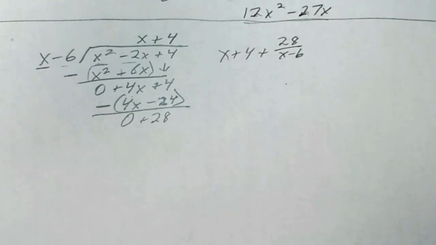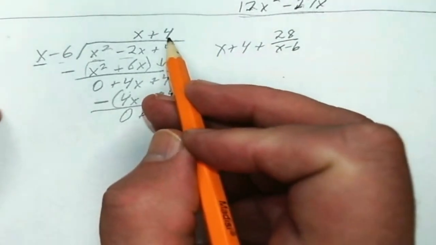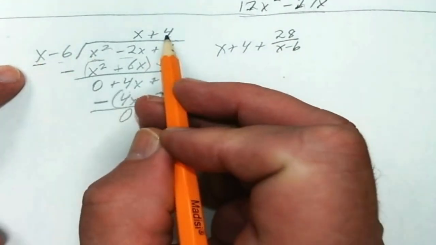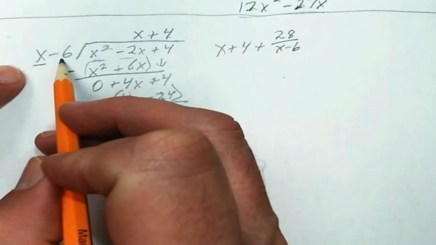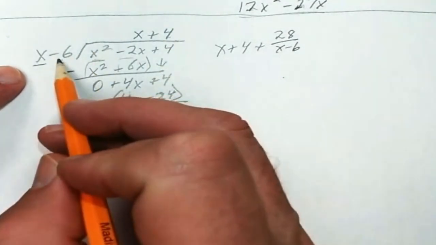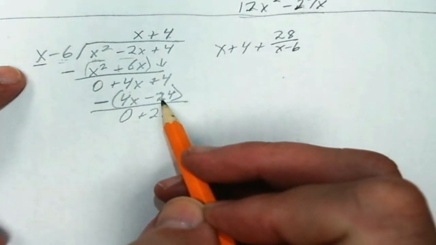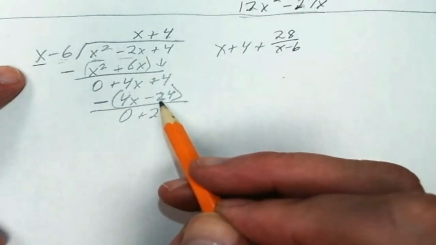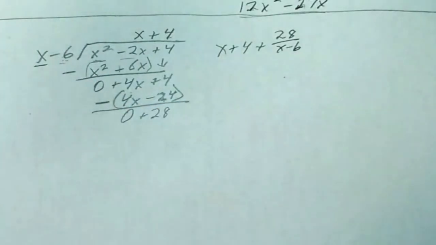Wait, so how did you get the 24 as opposed to 16? When I have the 4 up here, I multiply 4 times x and 4 times -6. 4 times x is 4x. 4 times -6 is -24. 4 times -4 would be -16. But 4 times -6 is -24. We good? Okay.